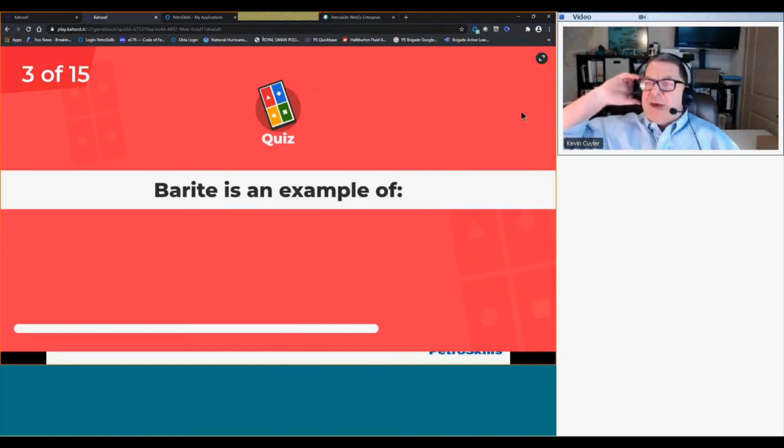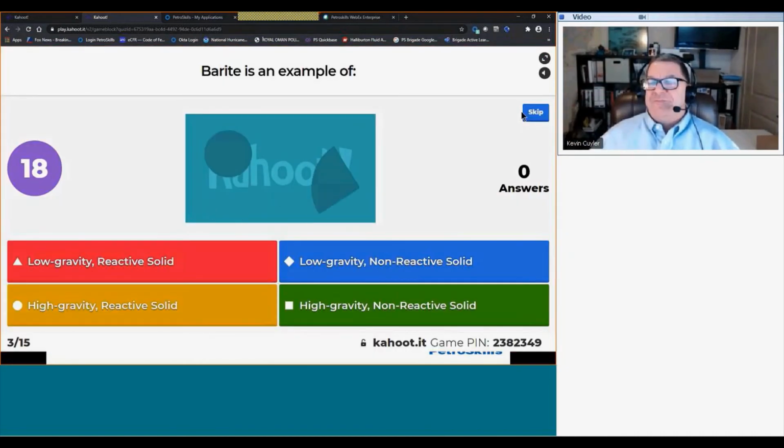Barite is an example of, is it a low-gravity reactive solid? Is it a low-gravity non-reactive solid? Or is it a high-gravity reactive solid? Or is it a high-gravity non-reactive solid? You got 5 seconds.